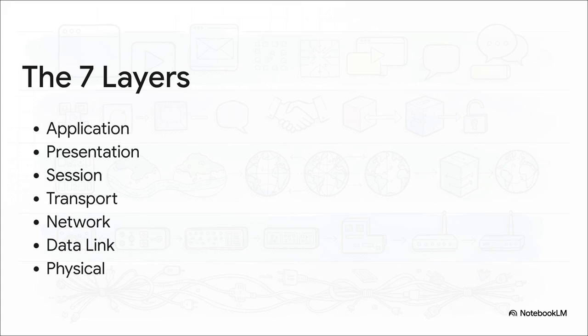The model is sliced up into 7 distinct layers, going from top to bottom. You've got application, presentation, session, transport, network, data link, and physical. And hey, if you want an effortless way to remember these, just use this classic memory trick. All people seem to need data processing. Just take the first letter of each word. It's a lifesaver, and it's bailed out countless IT students during their exams.